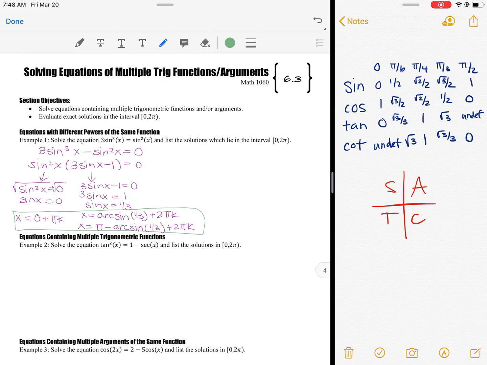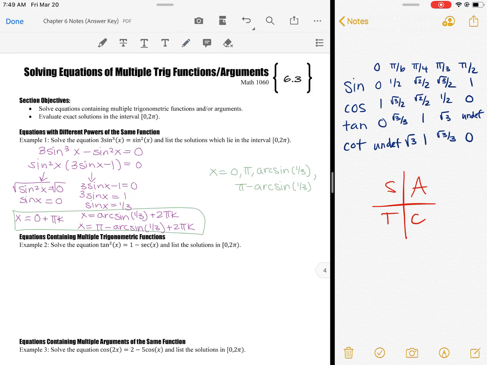But then it always asks for the answers in the interval 0 to 2 pi as well. So therefore, if I think about 0, I'd be at 0. I could also be at pi, and then I'd be at arc sine of a third, and pi minus arc sine of a third as your exact answers in that interval.